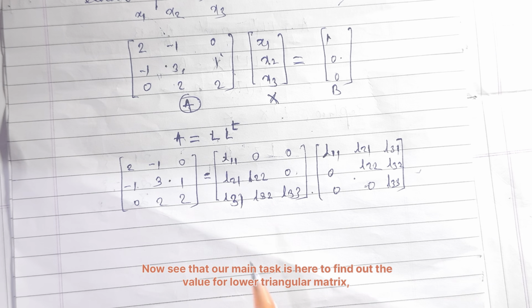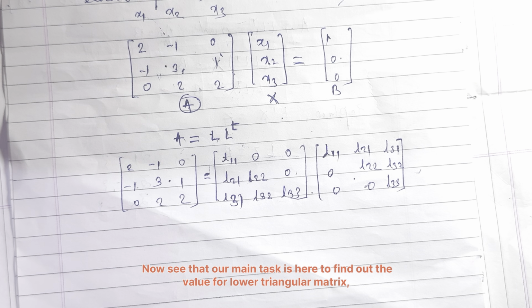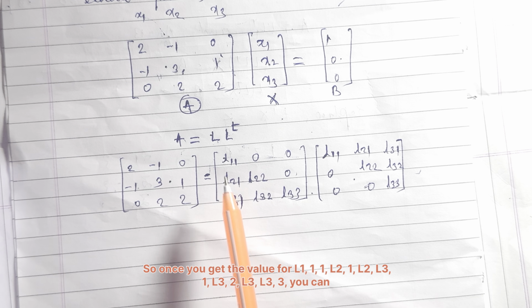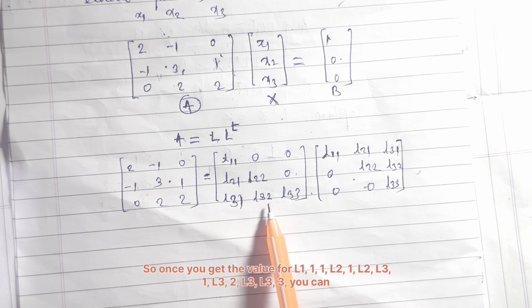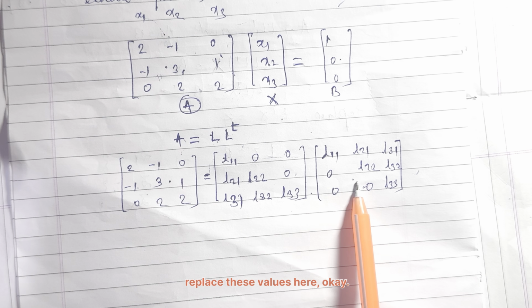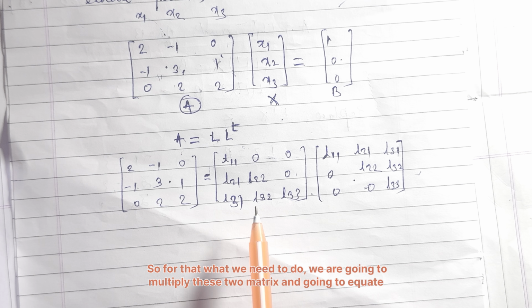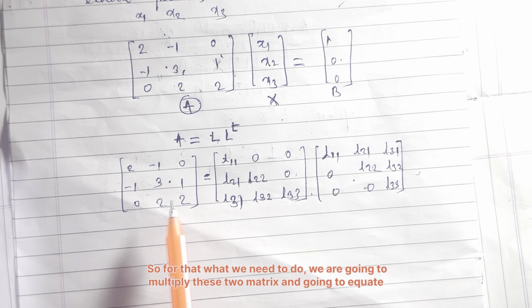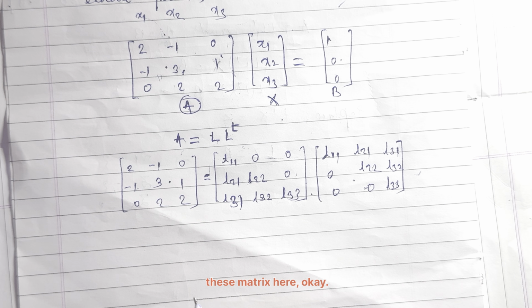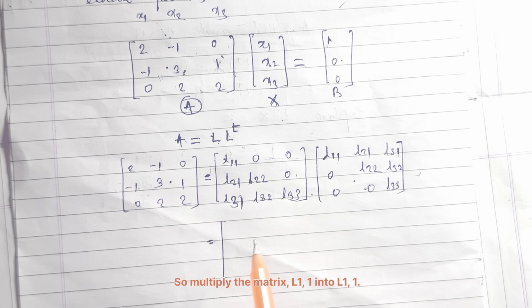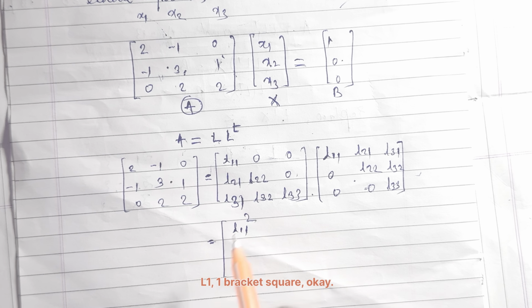Now our main task is to find the values of the lower triangular matrix and its transpose. Once you get the values for L11, L21, L22, L31, L32, L33, you can replace them here, and you will get both matrices. For that, we multiply these two matrices and equate the product to matrix A. So multiply: L11 into L11 gives L11 square.